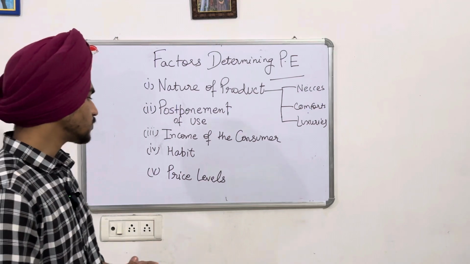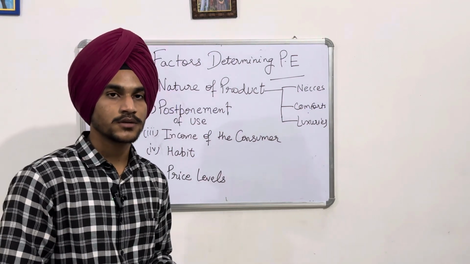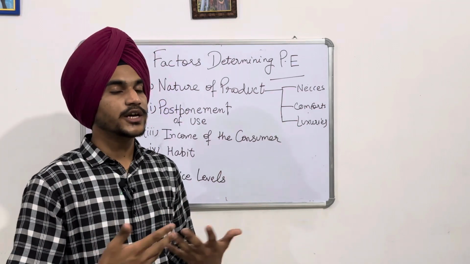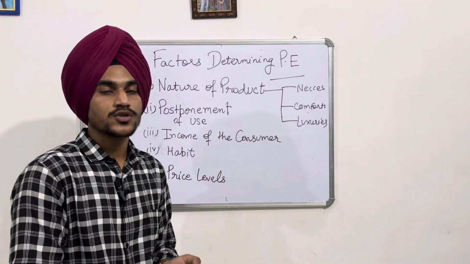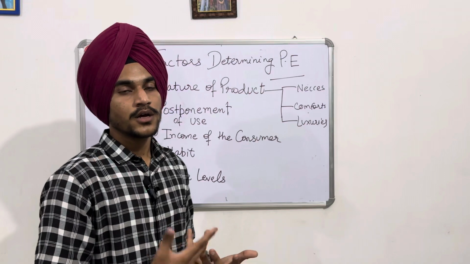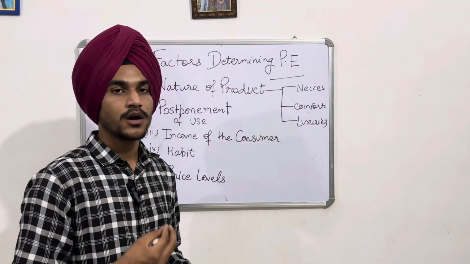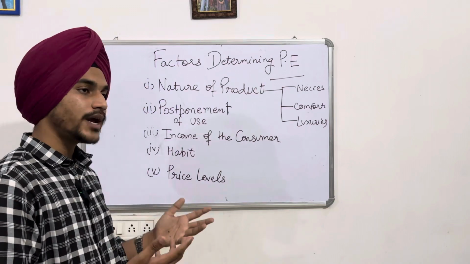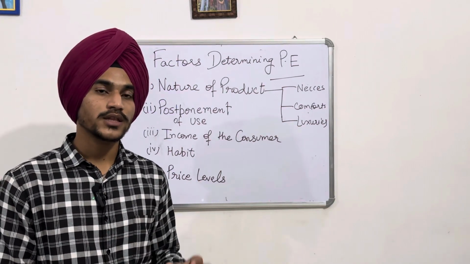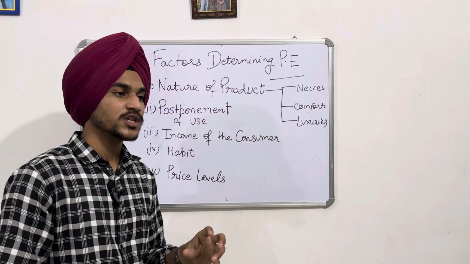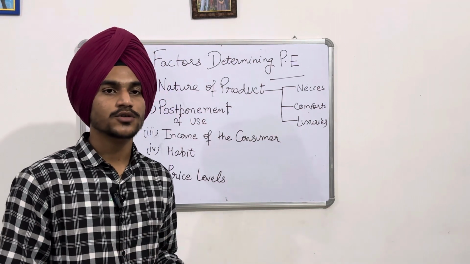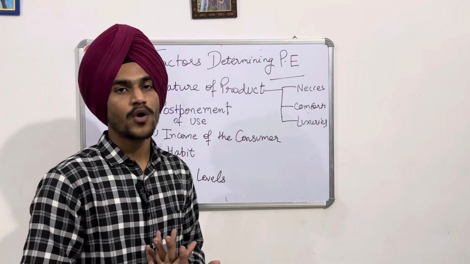So the last one is price levels. If the commodity's price is so high, a little bit of change in it could cause no change in the demand of that product. And if the price is so low, like the postcards, the charts, that little bit of change in their price could cause no change in their quantity demanded.